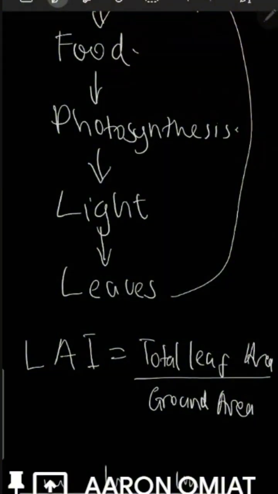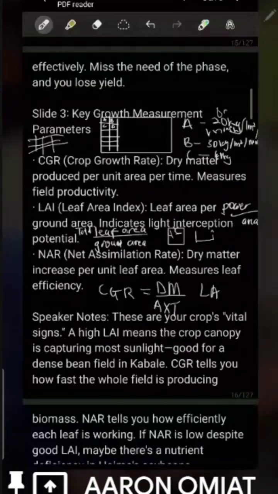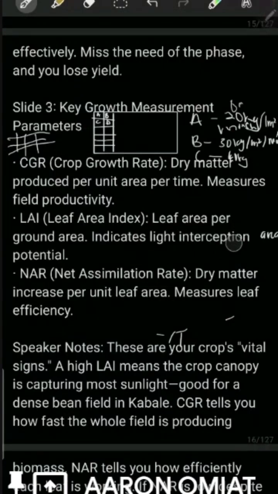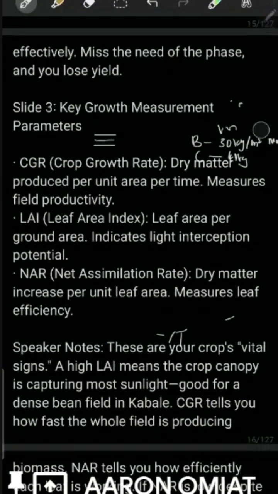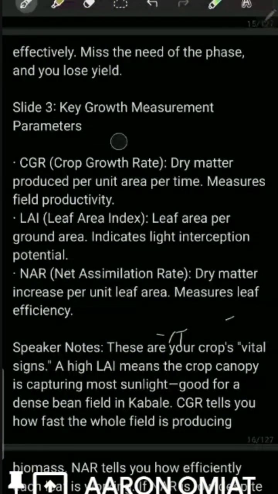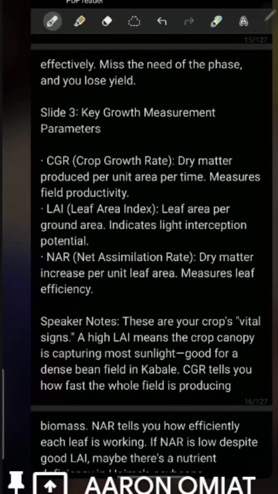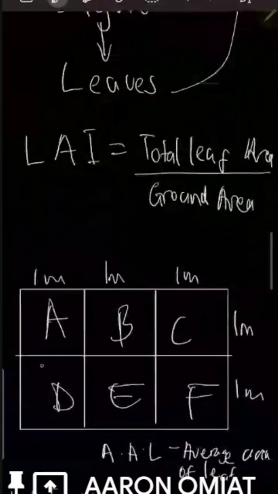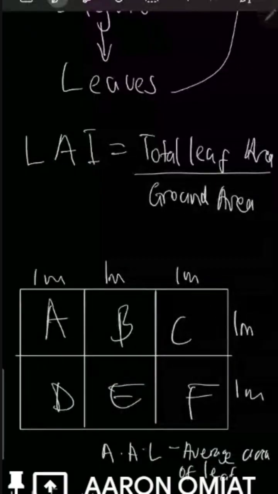So you go ahead and get the total area of the leaf. What you're trying to measure, it was mentioned earlier here. Let me show you. You're trying to measure the light interception potential. Remember, the leaf is responsible for intercepting light. So by measuring leaf area index, you're measuring the light interception potential, which can give you an idea of the growth rate of the plant. So what you do, you go to an area, maybe of 1 meter squared, and you get the total leaf area.